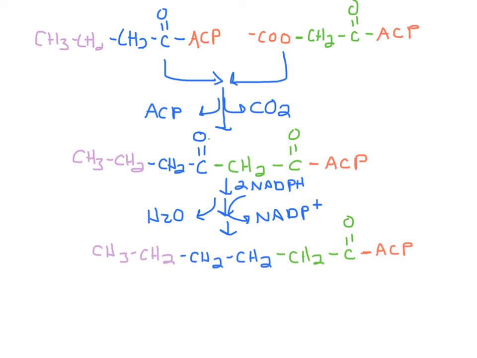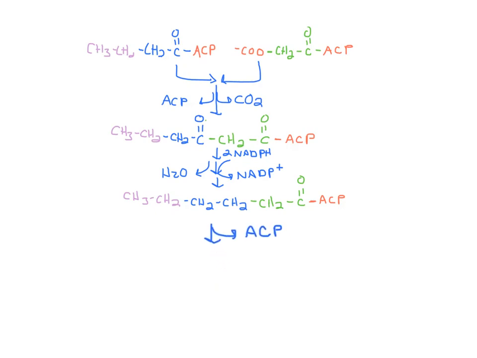Now, if the cell decides that it wants to build an even longer chain, this intermediate right here would go through the entire cycle again, but in place of the previous intermediate, this one would be used. Now, if the cell decided that this is as long a chain as it needs, it would go through the final step where ACP is kicked off. And you would end up with the following.